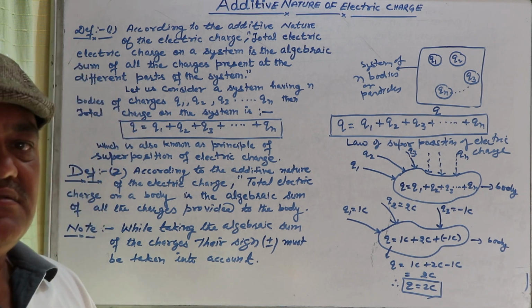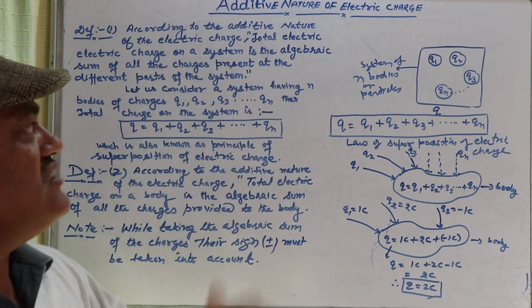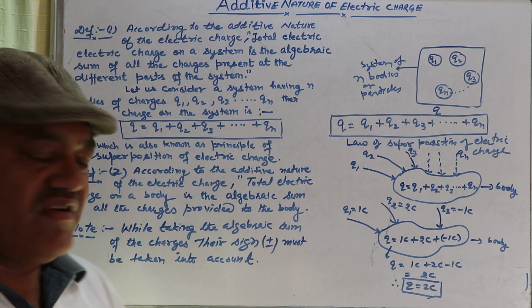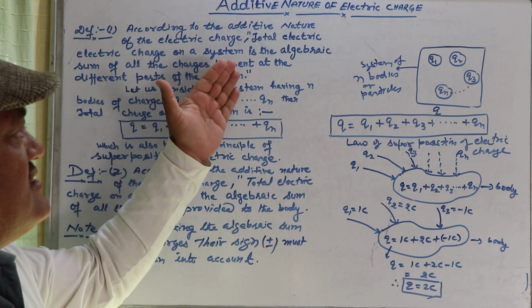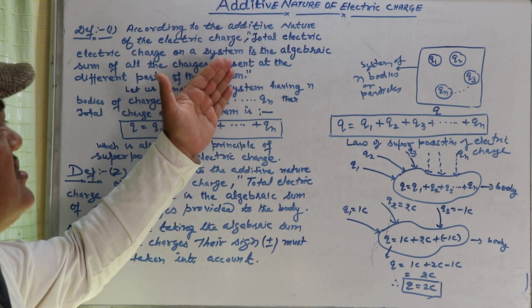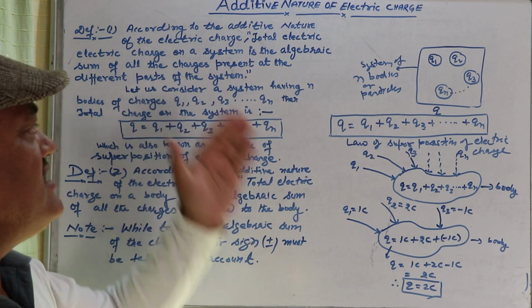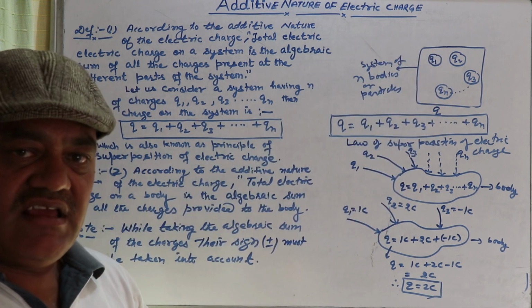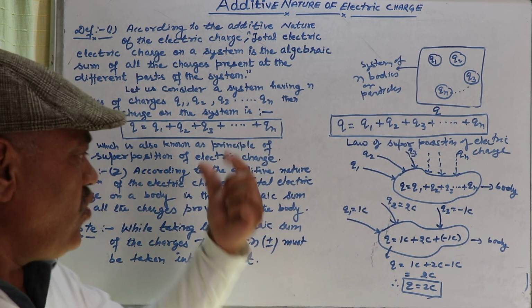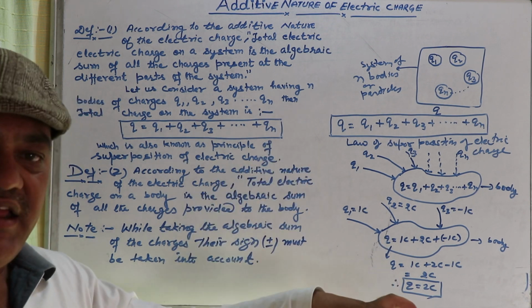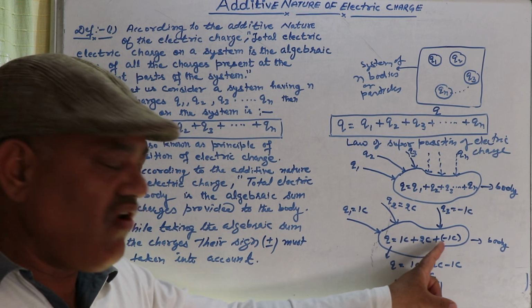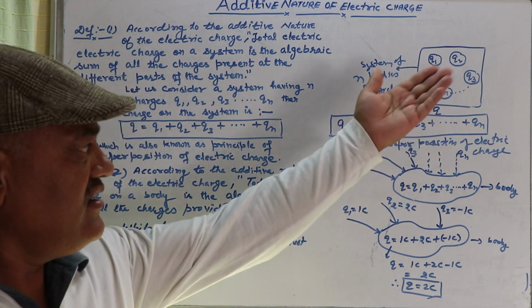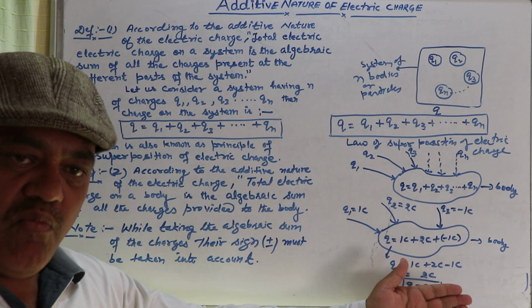So here, students, we explained the additive nature of electric charge with the help of two definitions. First definition: the total charge on a system is the algebraic sum of all the charges present at the different parts of the system. Here we consider a system. And in our second definition, the total electric charge on a body is the algebraic sum of all the charges which are provided to the body from the outside. Here we consider the body.